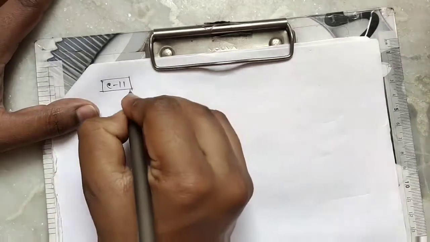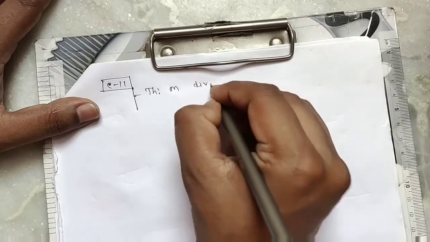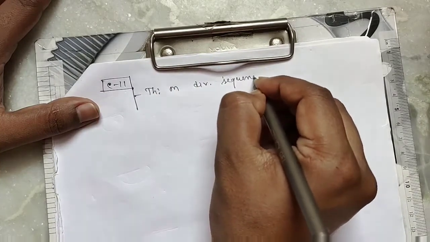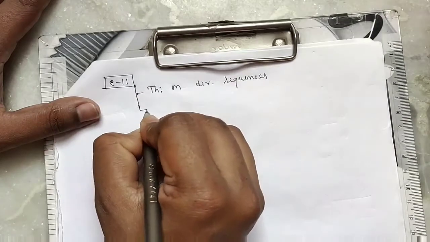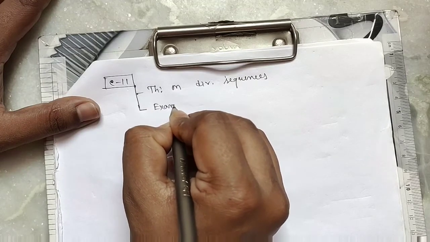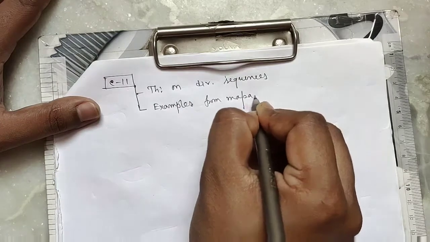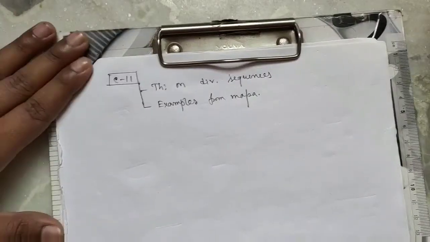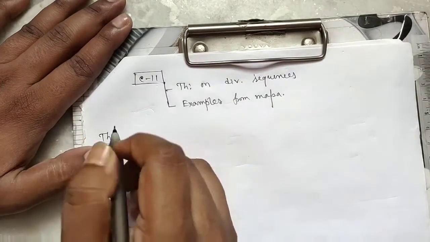In this class, we discuss two theorems on divergent sequences, and two examples from MAPA. So first we write the theorem.